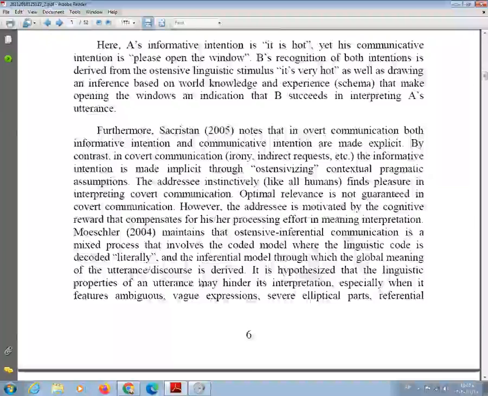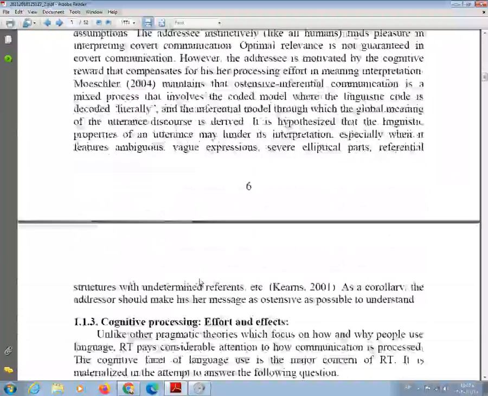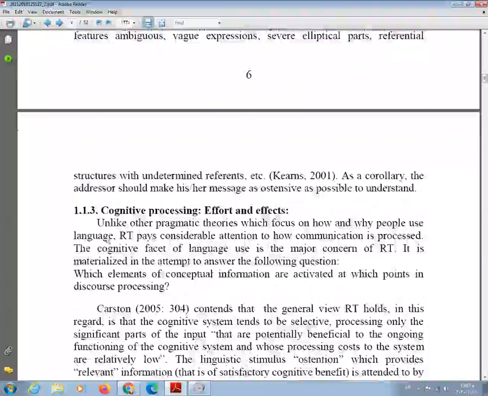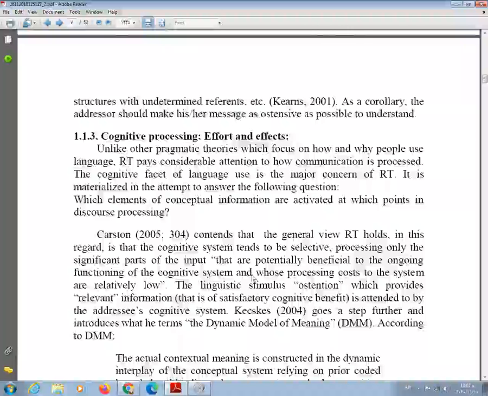Let's go to another point also: cognitive processing, effort and effects. Efforts, mental efforts. مين بيقوم بيها؟ The listener or the addressee or the audience. And effects, the meaning they get. Mental effort to arrive at the meaning is the essence of this theory. Okay.